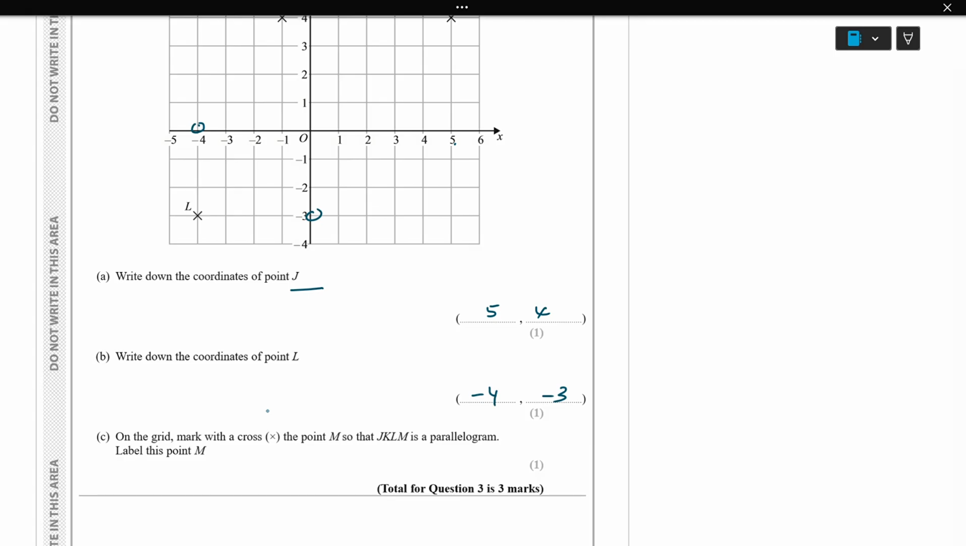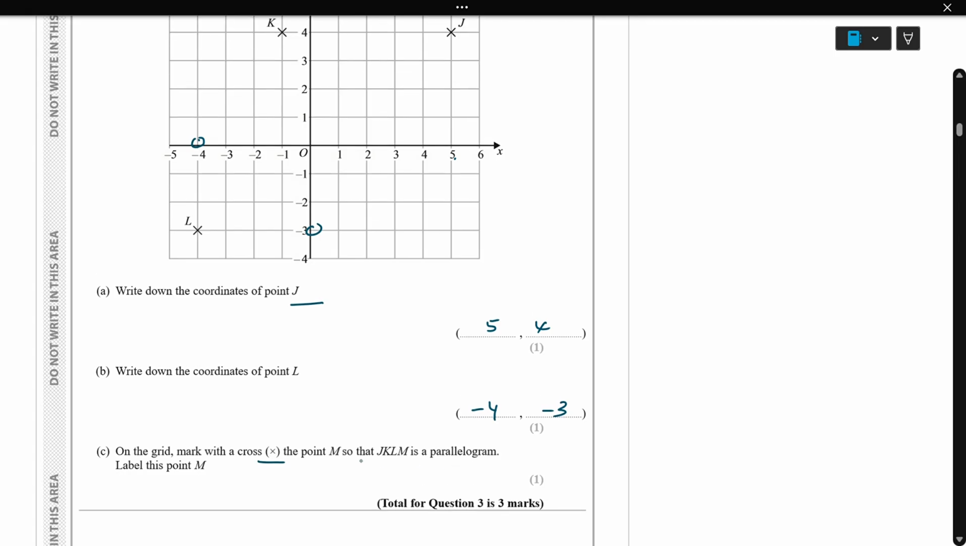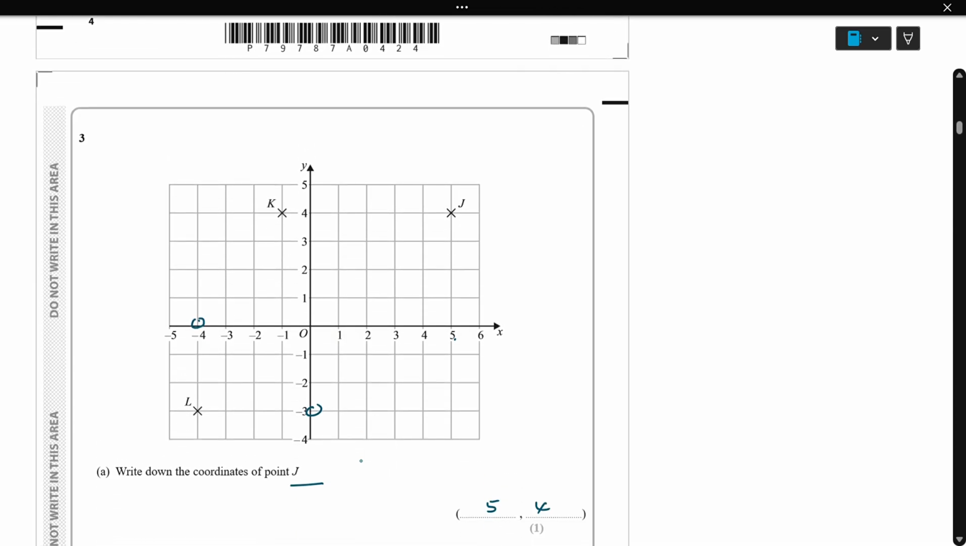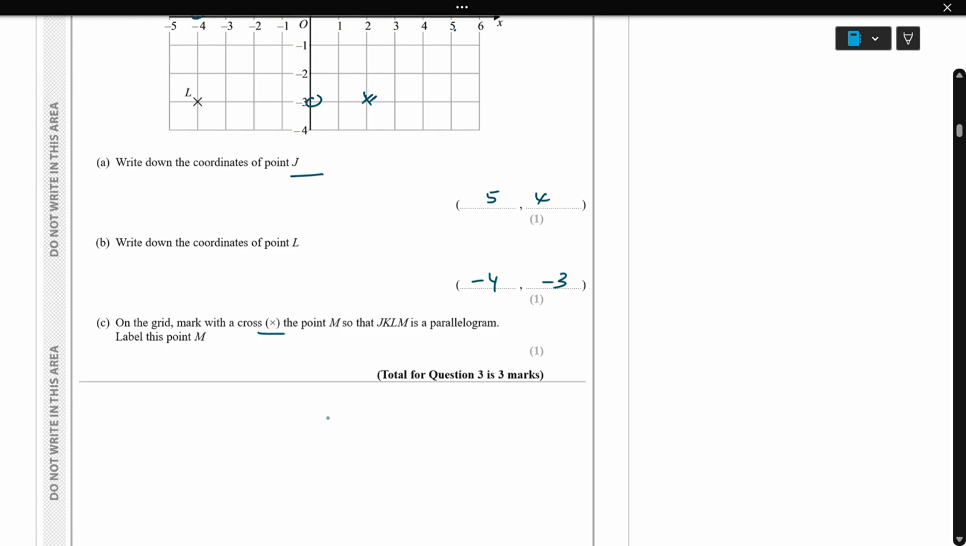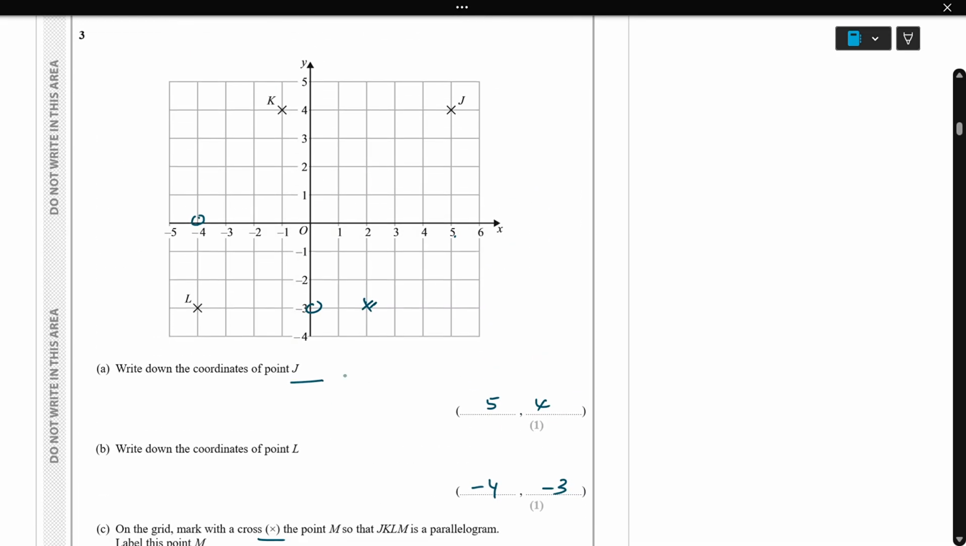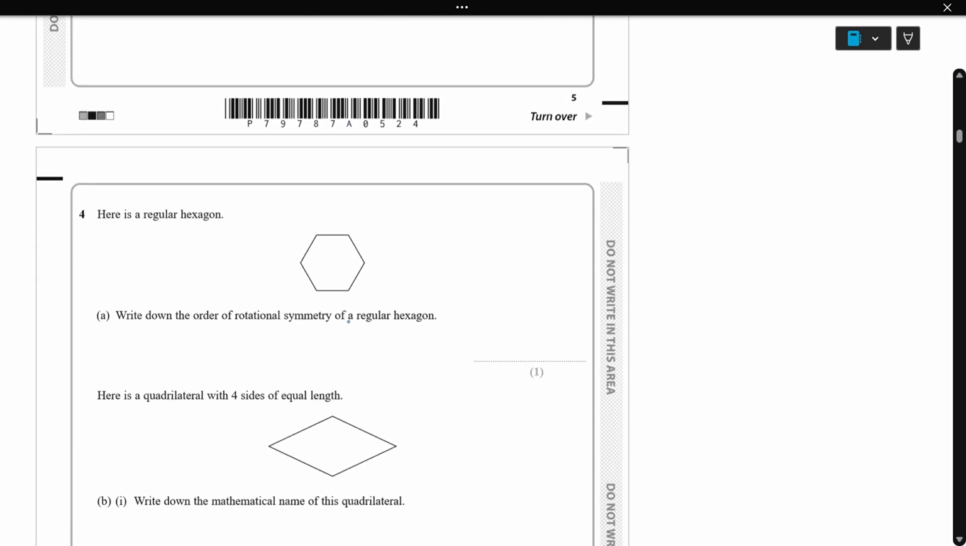Next, on the grid we have to make a cross mark. JKLM is going to be a parallelogram, so mark M. In a parallelogram, opposite sides are equal and parallel, so counting 1 2 3 4 5 6, it is going to be here, which is 2 and -3. Yes, we already marked it, so write 2 comma -3. So this is going to be a parallelogram. Okay, next question number 4.